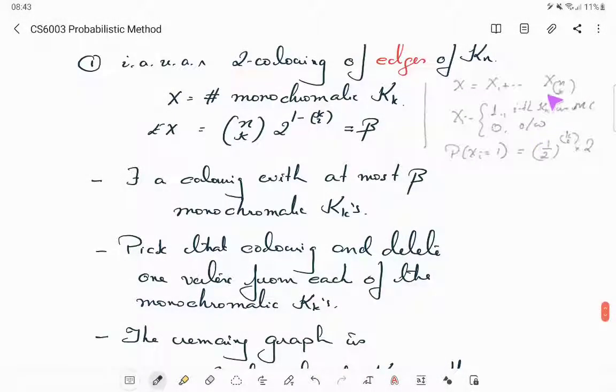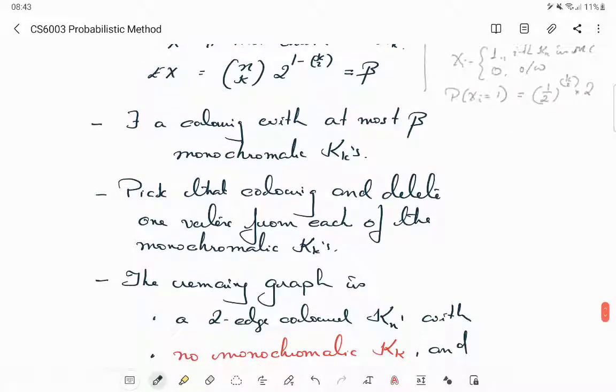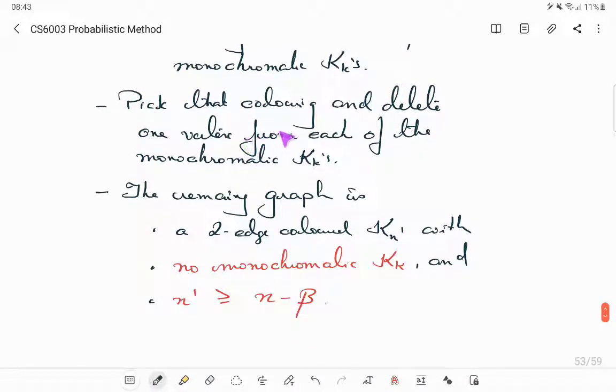Yeah, and this expectation calculation is here. There is a coloring with at most beta. So I think I have said all of this. The remaining graph: pick that coloring and delete one vertex from each of the monochromatic K's. What is the remaining graph?